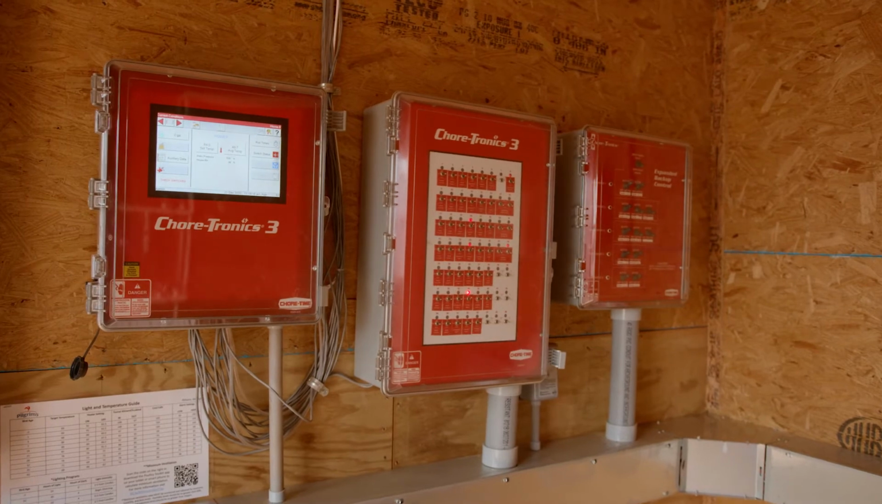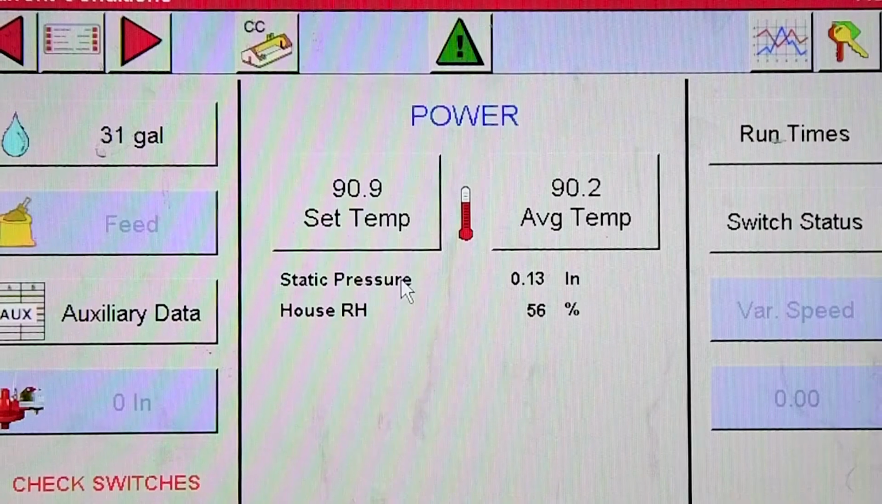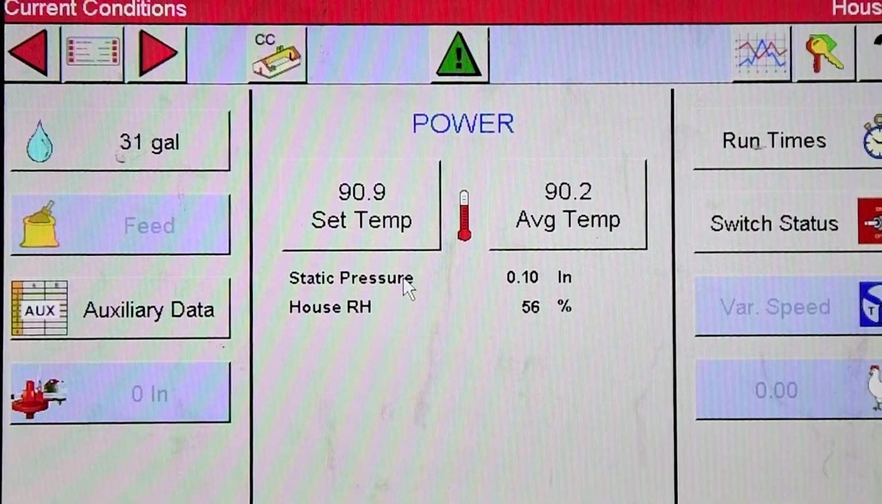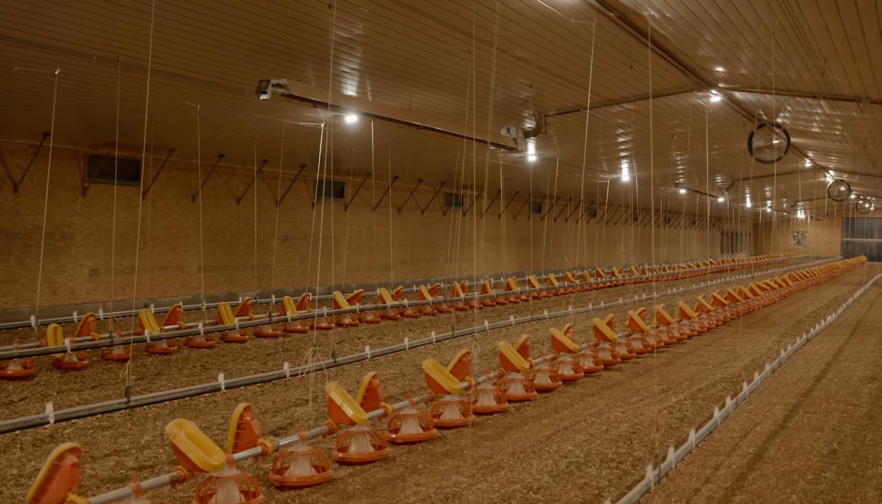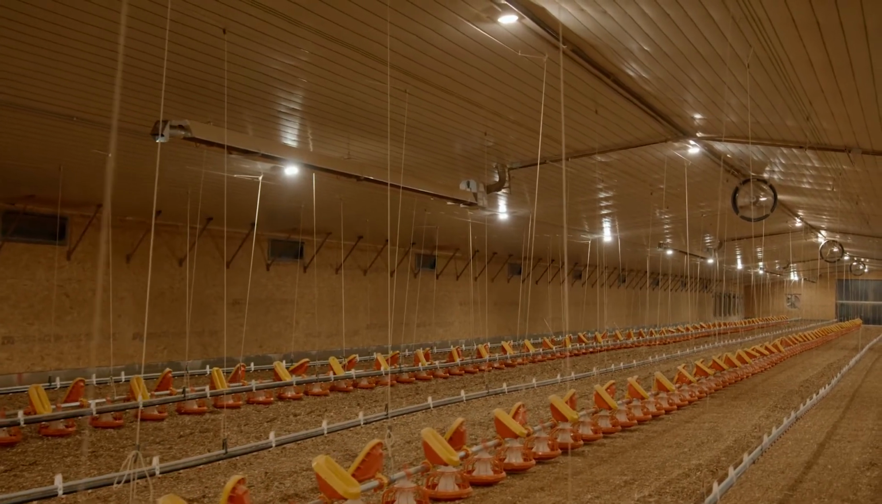Now, how do we know how much fresh air to bring in? Again, we have to control air quality and temperature. When it comes to controlling air quality, the primary thing we're trying to control is humidity. We want to keep the humidity generally between 40 and 60%. So what we try to do is run those fans enough to control that humidity so we're not going to have a lot of ammonia and wet litter and bird health issues, but not so much as to use an excessive amount of fuel.